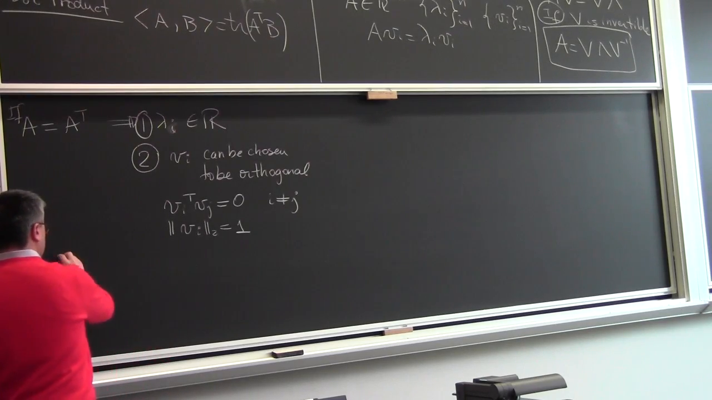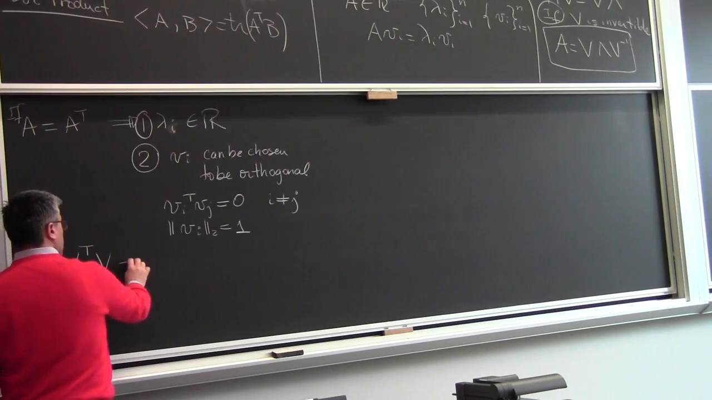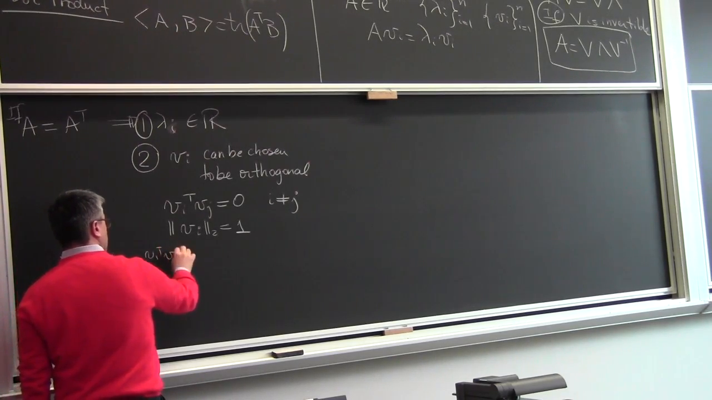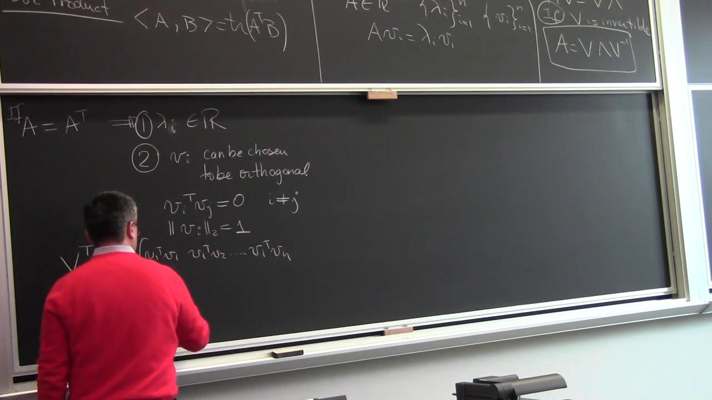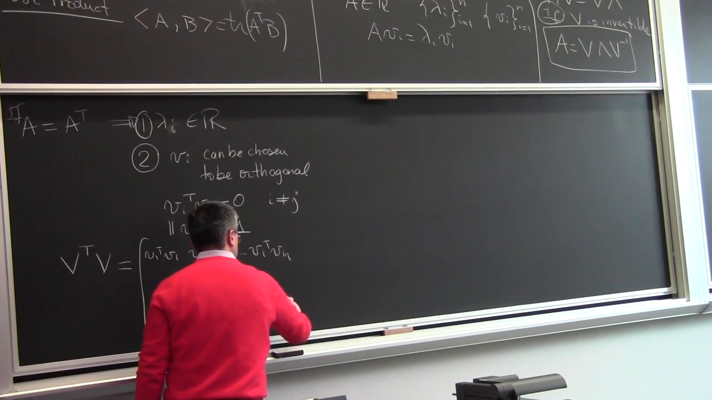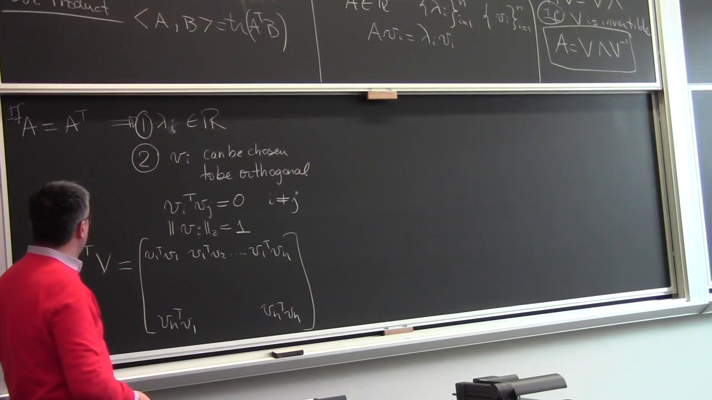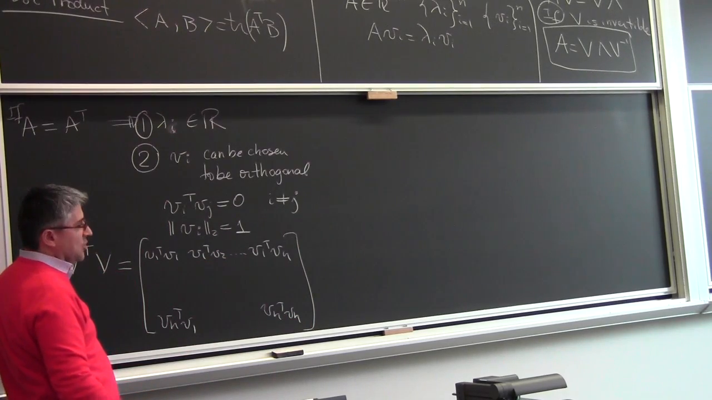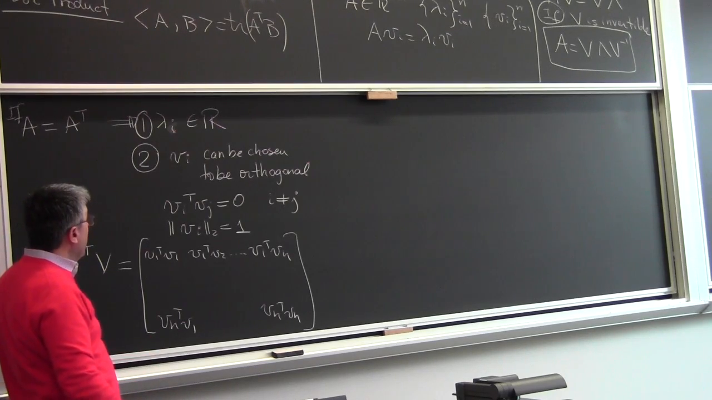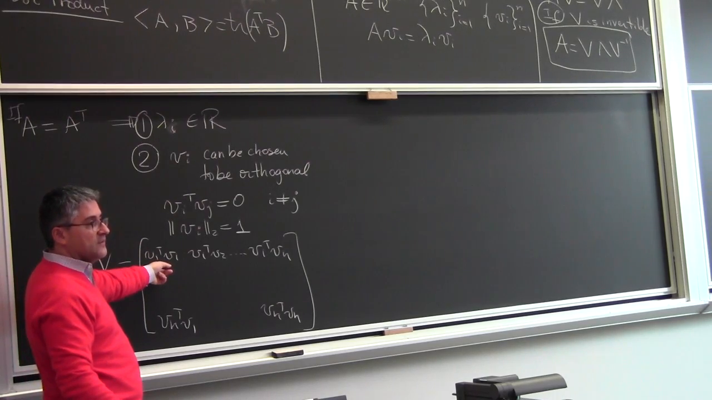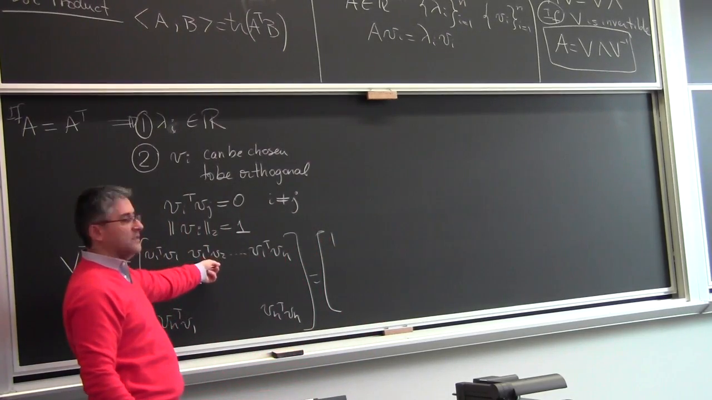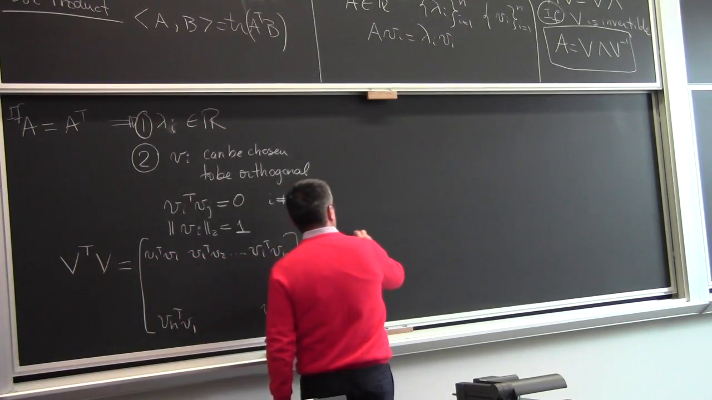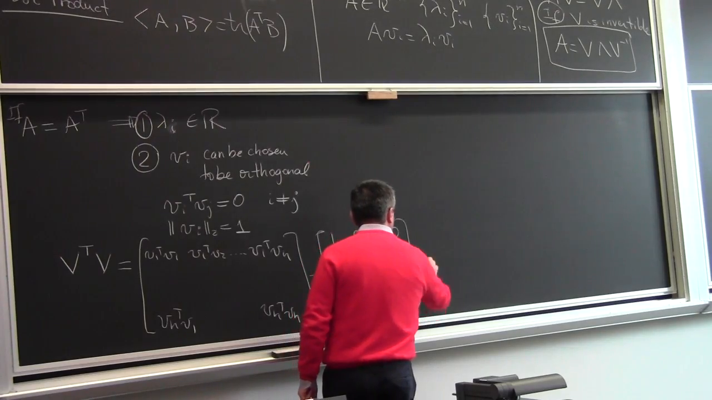So if that is the case, then the following happens. V transpose V is equal to V1 transpose V1, V1 transpose V2, V1 transpose Vn, down to Vn transpose V1, Vn transpose Vn. Okay? So V transpose V is simply the matrix that contains all of the dot products between their columns. And because of what I just said, the dot product of a vector with itself is going to be what? 1. And then the dot product of V1 with any other vector would be 0. So I get zeros all over the place and ones in the diagonal. So I get the identity matrix.